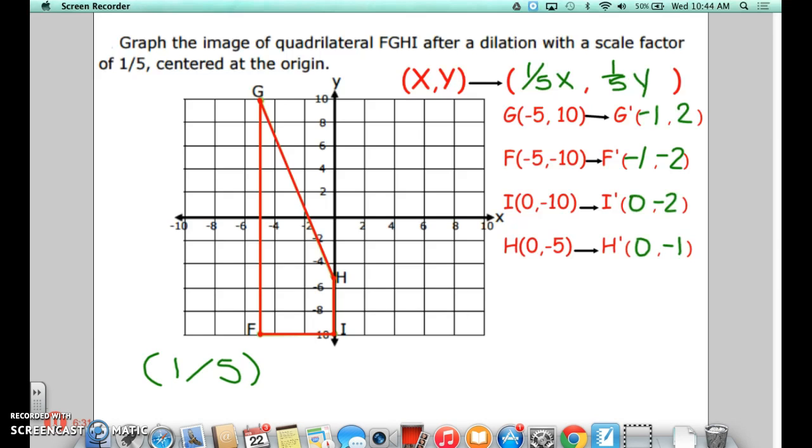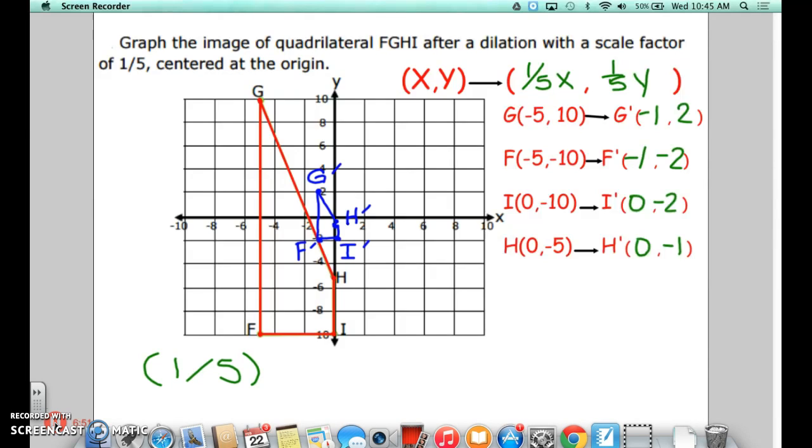I would pause the video at this point and catch up, but 1/5 of all the numbers, it's basically dividing everything by 5, will give you your new ordered pairs for this image. I would pause, do the work, copy it down. Go ahead and try to graph the picture. I'll graph it as soon as you hit start again. You'll be able to see what the graph would look like.